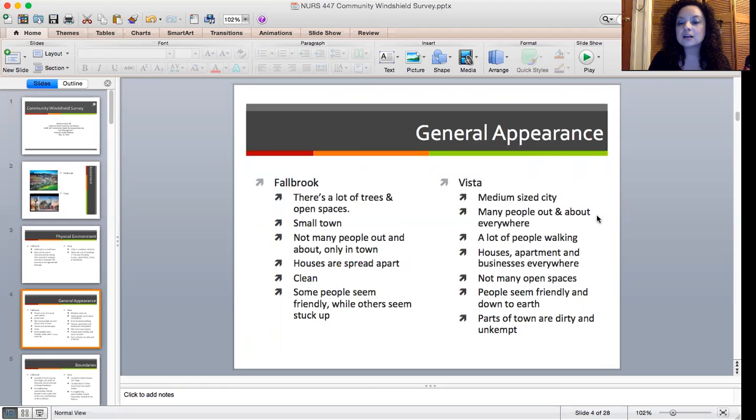In Vista, I found it was a medium-sized city. Many people were out and about everywhere. A lot of people walking. And there were houses, apartments, and businesses everywhere. There weren't very many open spaces. People seemed very friendly and down to earth, and parts of the town are dirty and unkept.